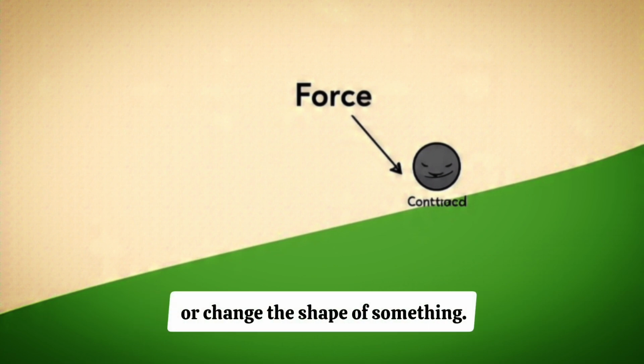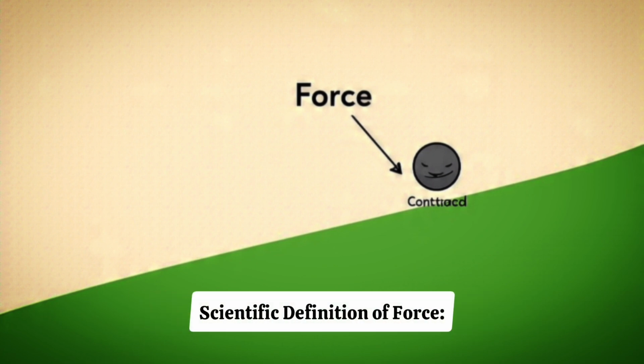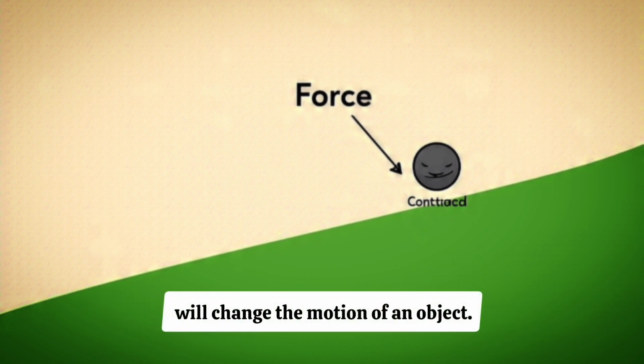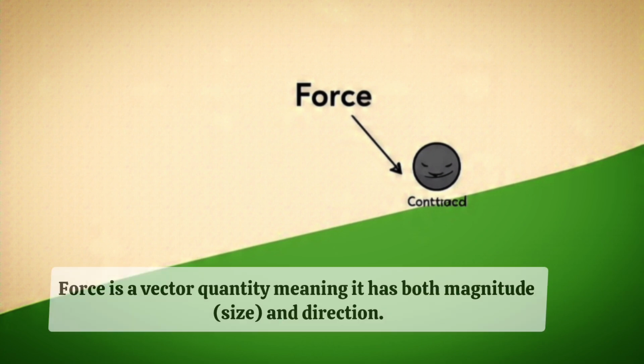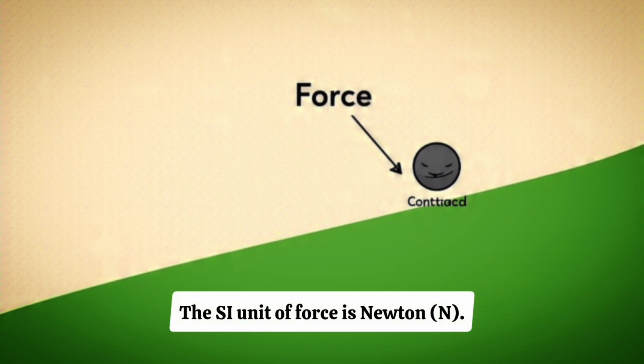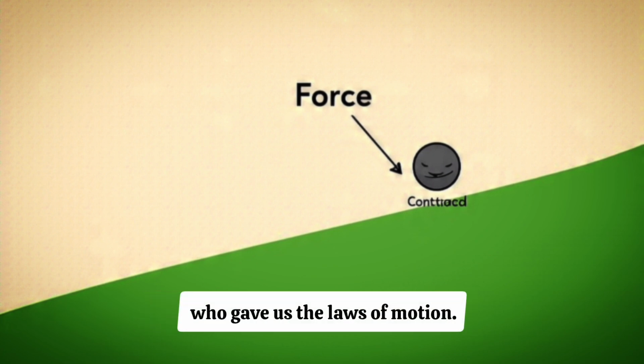When we apply force, we are trying to move something, stop something, change the direction, or change the shape of something. Scientific definition of force. Force is an interaction that, when unopposed, will change the motion of an object. In physics, force is a vector quantity, meaning it has both magnitude, size, and direction. The SI unit of force is Newton, N. It is named after Sir Isaac Newton, who gave us the laws of motion.